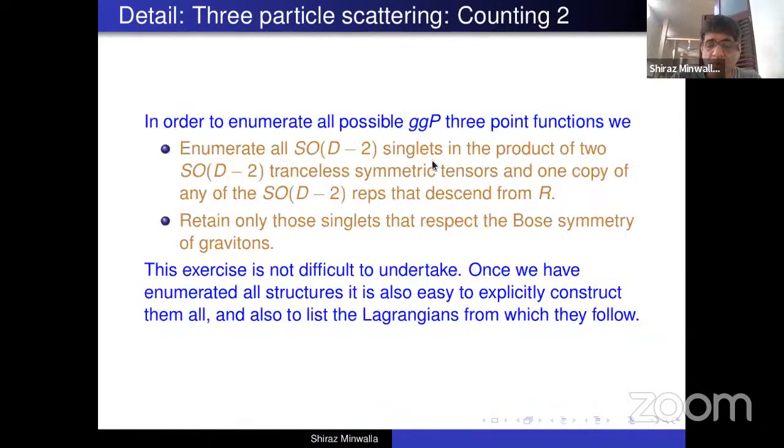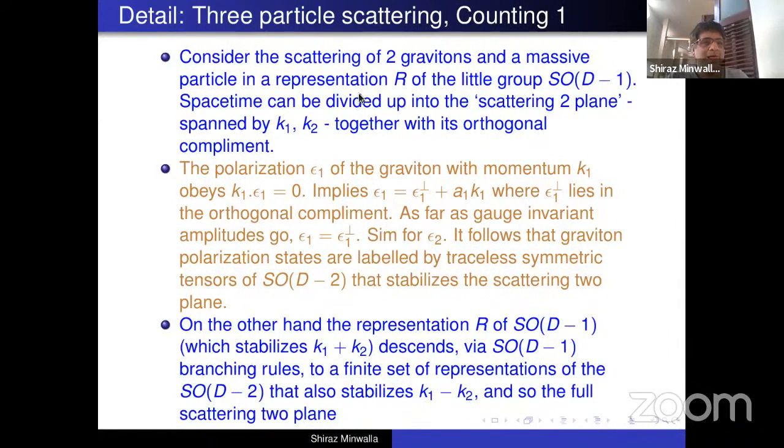Fine. Now what about the particle? The massive particle that you're scattering into is classified by some representation of its little group, and its little group is SO(D-1) because it's a massive particle. So it's classified by some representation of SO(D-1).